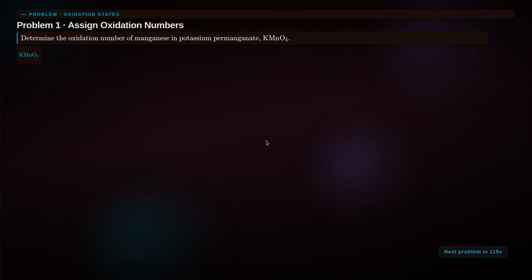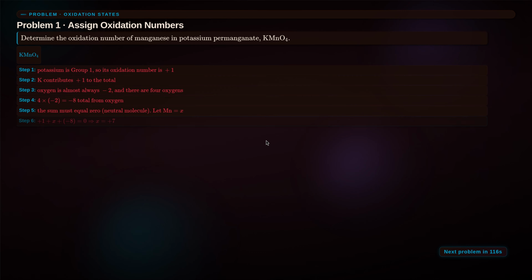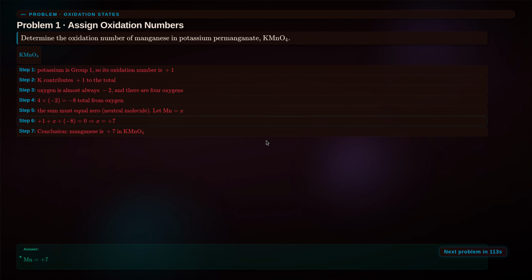Problem 1. Determine the oxidation number of manganese in potassium permanganate, KMnO4. The formula unit has a charge of 0. We apply the rules. Potassium is a group 1 metal, so its oxidation number is +1. Oxygen is almost always -2, and there are 4 oxygens, so the total from oxygen is 4 times -2, which equals -8. Potassium contributes +1, oxygen contributes -8. The sum must equal 0, the charge of the formula unit.